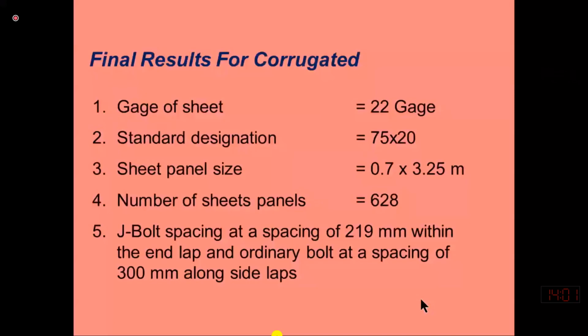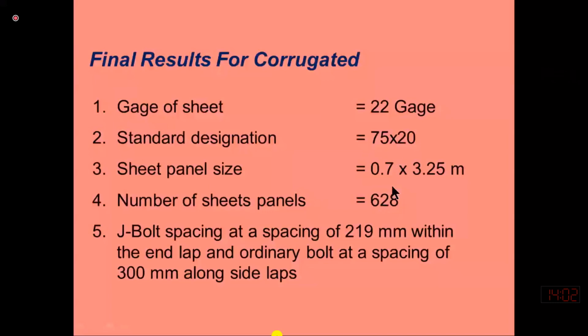In this summary, you need to mention what gauge of sheet is required. We require gauge 22. And what is the standard designation? Standard designation is 75 into 20. And what is the sheet length, the panel size? The panel size that we need to order is 0.7, and the length will be 3.25 meter. And we require 628 such sheets.